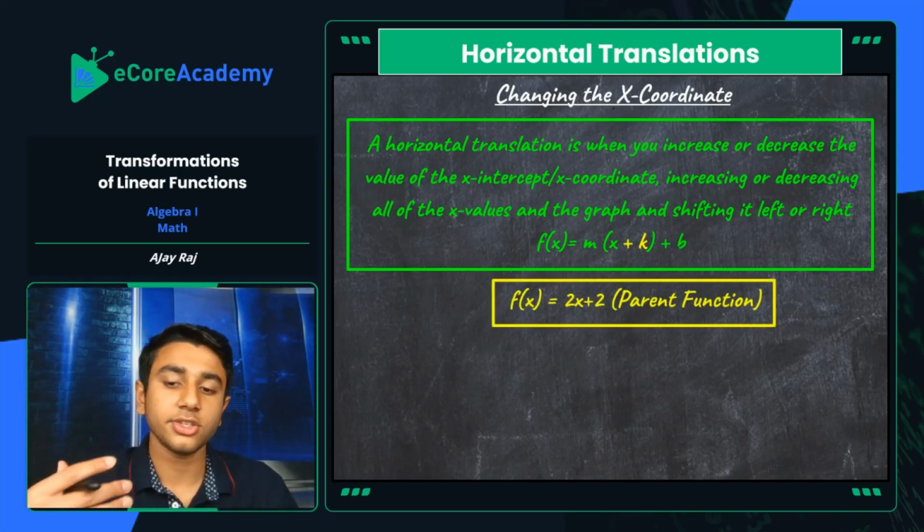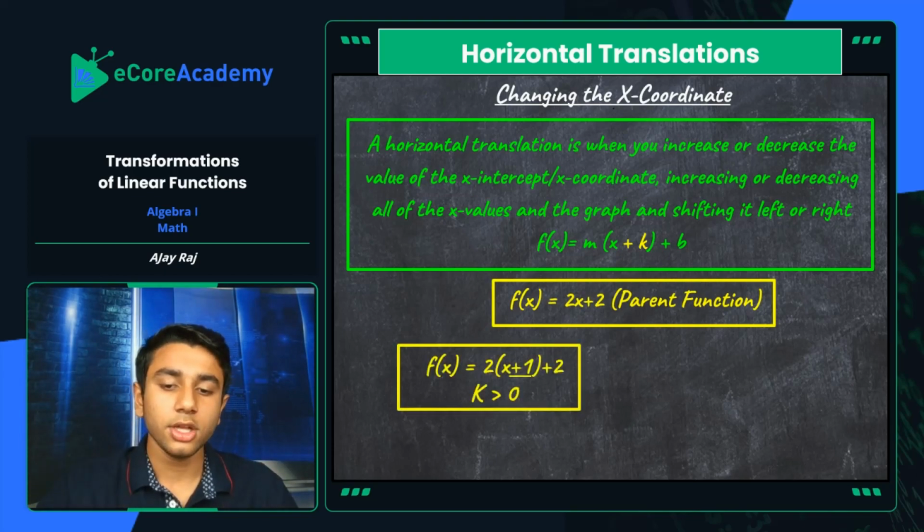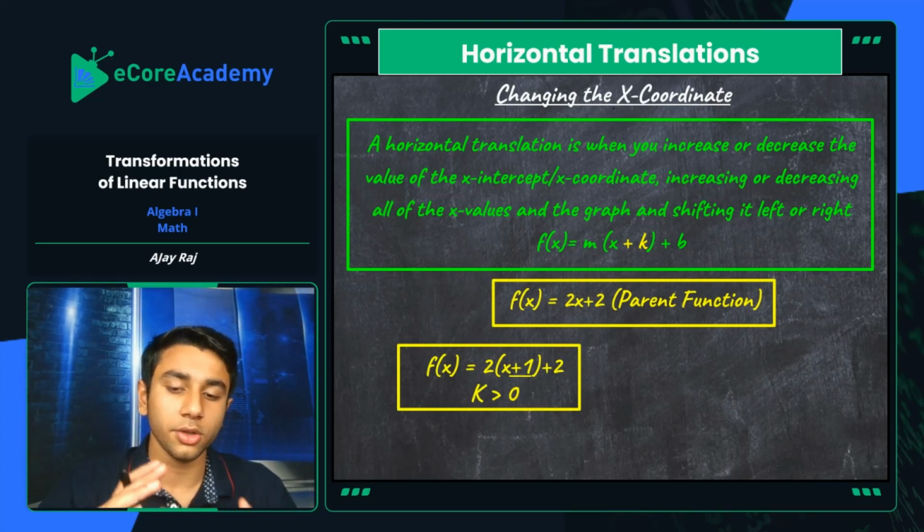As we can see here, this is our parent function, 2x plus 2. We're going to keep it the same, and now we're going to alter it. We're going to take our original equation, f of x equals 2x plus 2. Then we're going to change x. We're just going to add a positive 1 to x itself. So now it's 2 times x plus 1, plus 2. We're only changing the x-coordinate.